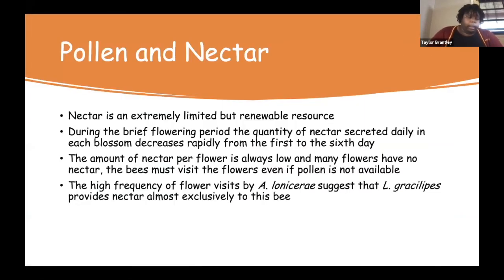Nectar is an extremely limited but renewable resource. During the flowering period for each blossom, the amount of nectar secreted daily decreases rapidly from day 1 to day 6. Because the amount of nectar is always low and many flowers have no nectar, the bees must visit flowers frequently to collect nectar even if pollen is unavailable. The high frequency of these flower visits of A. lanicerae for nectar suggests that L. gracilipes provides nectar almost exclusively to this bee.